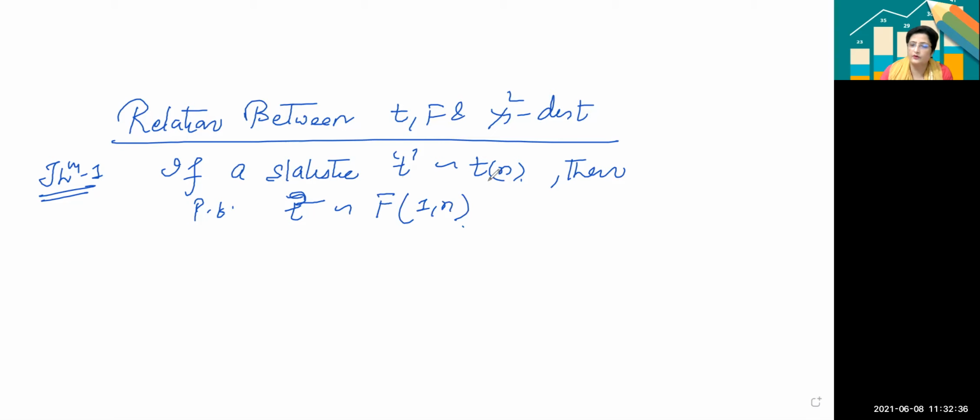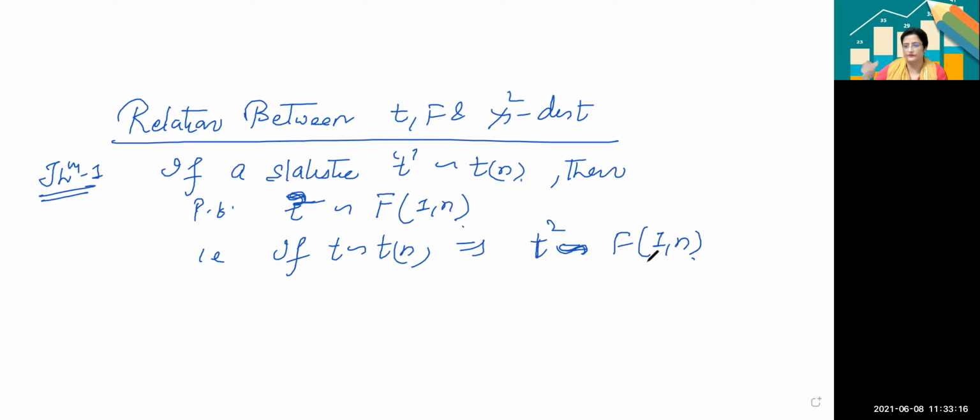If a statistic T follows T distribution with n degrees of freedom, then T square follows F distribution with 1 and n. Now this statement can also come like this, the full text can also be written: If a statistic T follows T distribution with n degrees of freedom, then prove that T square follows F distribution with 1 and n degrees of freedom. This we want to prove. That is, if T follows T distribution, it implies T square follows F distribution with 1 and n degrees of freedom.